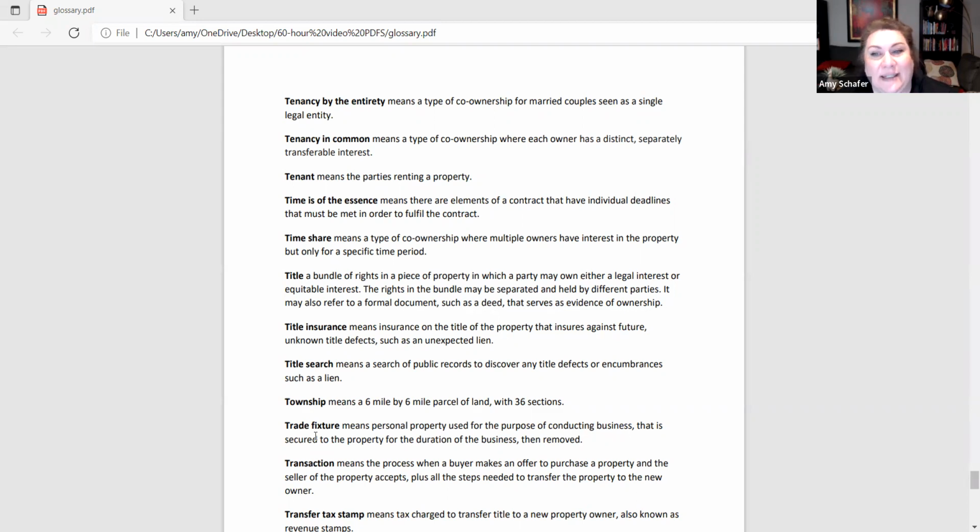Time is of the essence. This does not mean ASAP. It means that there are elements of the contract that have specific deadlines, and we want to adhere to those deadlines so that we can ensure a timely closing.